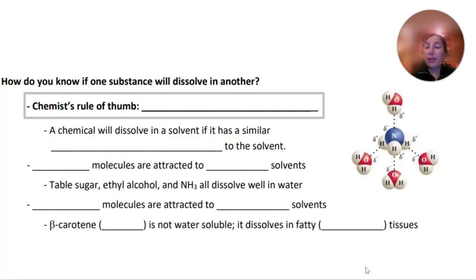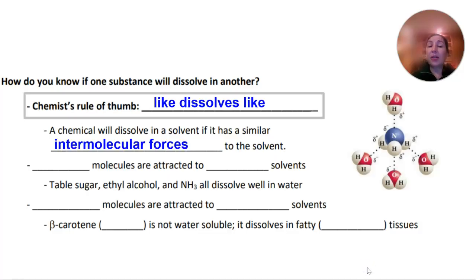So how do you know if one substance will dissolve in another? Well, chemists have a rule of thumb. It's like dissolves like. A chemical will dissolve in a solvent if it has a similar intermolecular force to the solvent. In other words, polar molecules will be attracted to polar solvents. So what are things that are polar? For example, sugar is polar and it will dissolve in polar water. Ethanol is polar and it will dissolve in polar water.